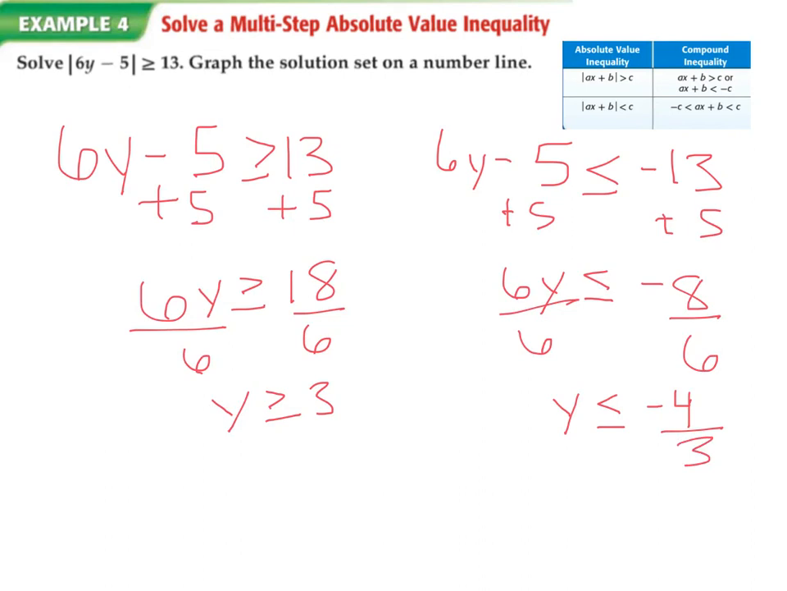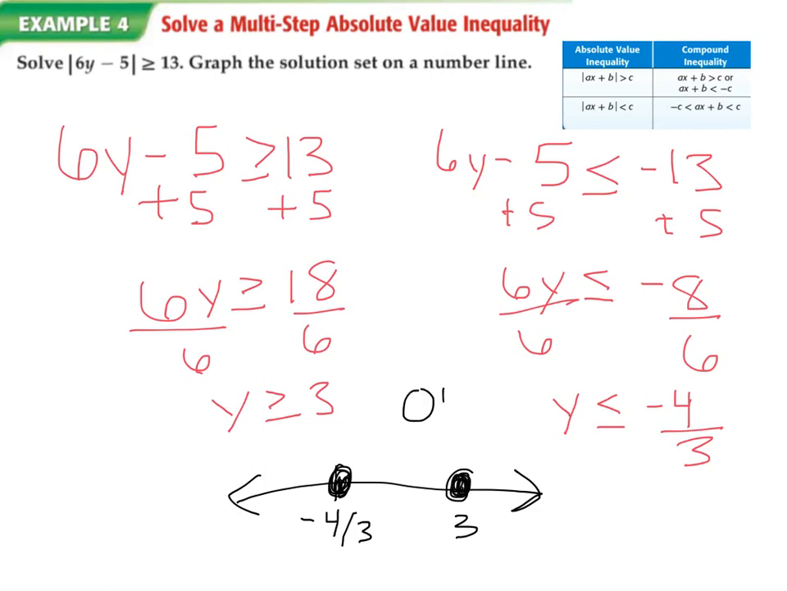So now we want to go ahead and graph both of these. So we'll go ahead and draw our number line. Now we know that negative 4/3 is going to be down here just because it's a negative number. 3 will be up top. Both will have closed circles. And we also know that this is going to be an OR statement. So we know that y is greater than or equal to 3, so we'll shade up here. And y is less than or equal to negative 4/3, so we'll shade down here.